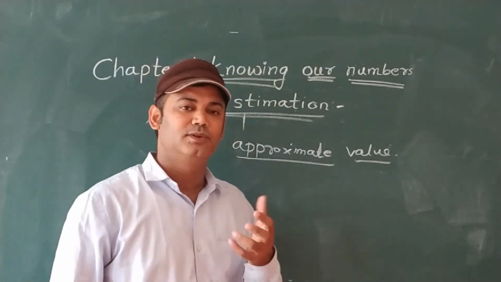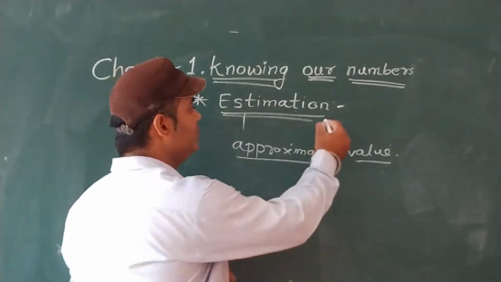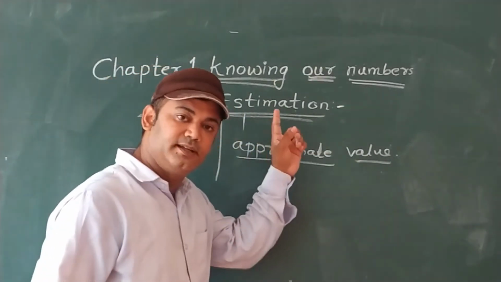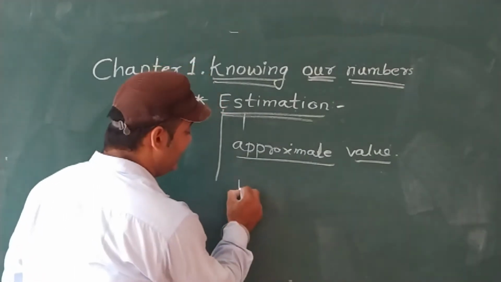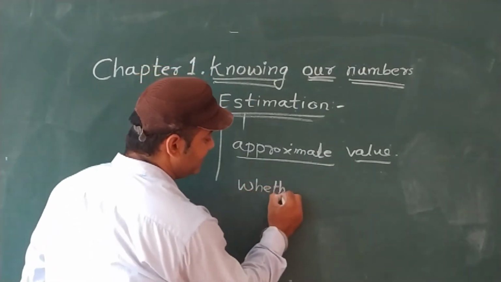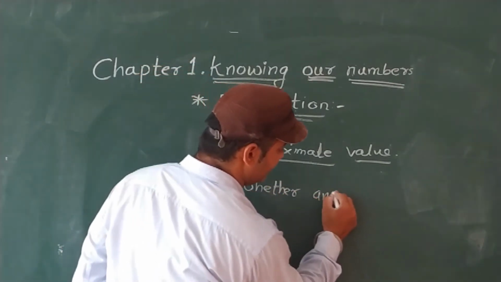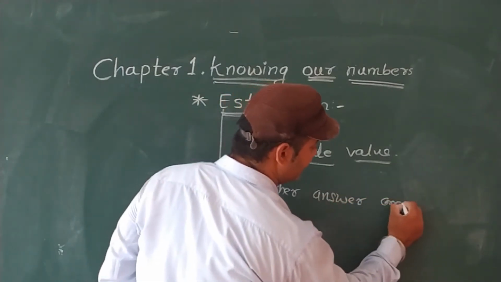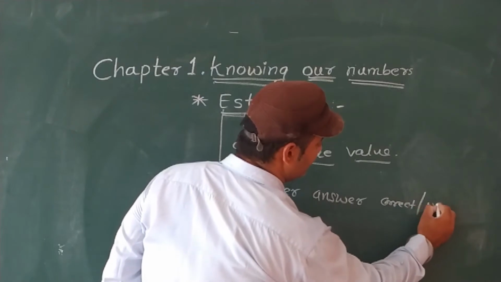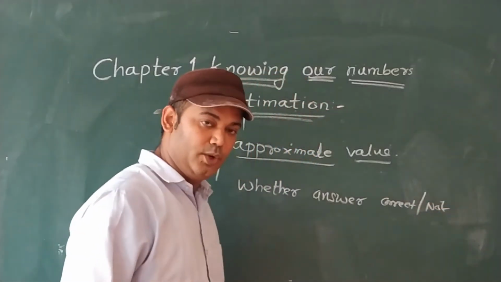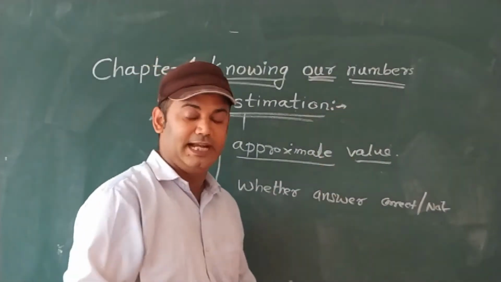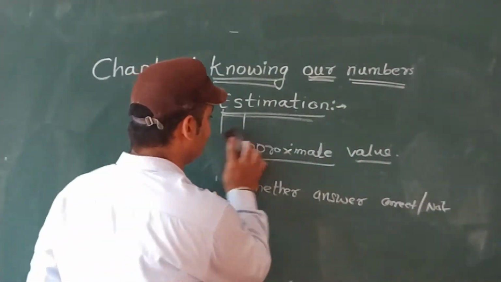Okay, so what is the use of estimation? In mathematics, estimation plays an important role to find whether our answer is correct or not. It will tell us whether our answer is correct or not. So let's see how to find out.